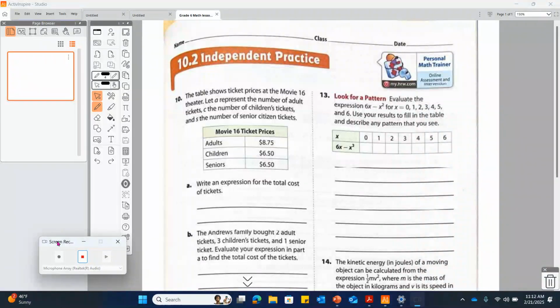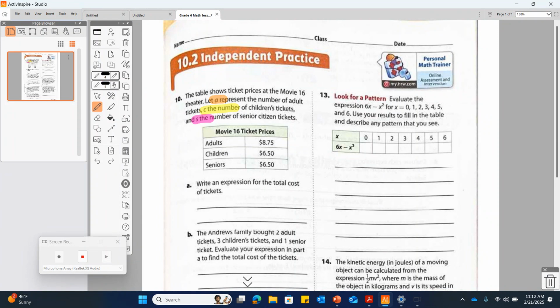So the problem number 10, the table shows ticket prices at the movie 16 theater. Let A represent the number of adult tickets, C, the number of children tickets, and S, the number of senior tickets. So I'm going to do some explaining here because I find that students are really very confused.